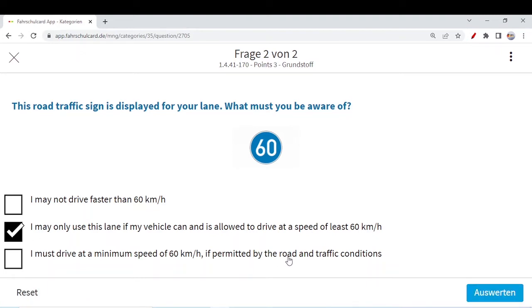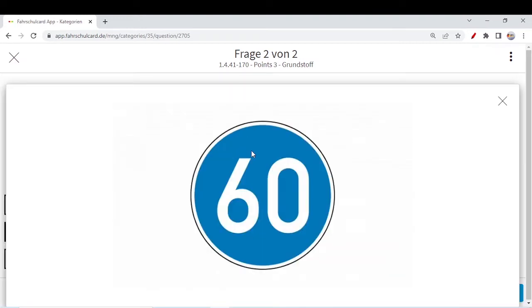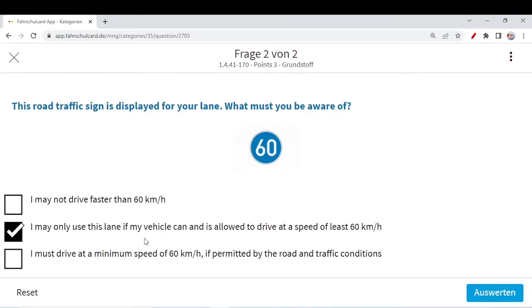If you are using a bicycle, you cannot come on this road. If you are using a scooty, maybe an electric scooter or electric bicycle, you cannot come on this road, because the blue sign tells the minimum speed is 60 km per hour. So this option is correct.